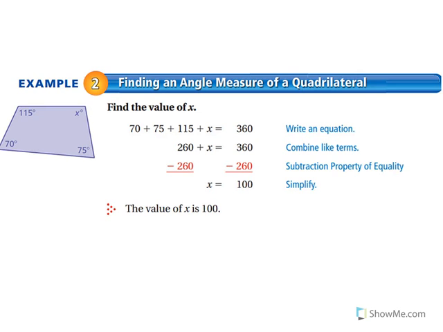So for example 2, it says finding an angle measure of a quadrilateral. Find the value of x. So in our problem, we have 3 angles. We have 115 degrees, 70 degrees, 75 degrees, and then x. So the work I want you to do is find the sum of the 3 angles. So we have 70 plus 75 plus 115, and then you're going to add it to x, and you're going to solve that equation. So you're just going to subtract the sum, which is 260, from both sides, and you get x equals 100.